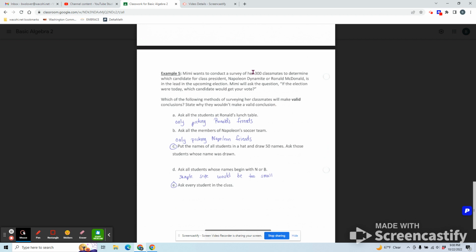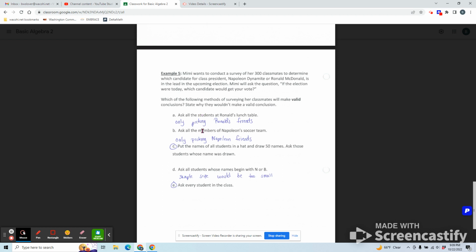And then the last part. Mimi wants to conduct a survey of her 300 classmates to determine which candidate for class president is in the lead for the upcoming election. She's asking which of the following methods of surveying her classmates will make valid conclusions. So remember, we want valid conclusions. Asking all students at Ronald's lunch table? Well, that's probably not going to be a valid conclusion. We're not going to get valid data because we're only focusing on Ronald's lunch table. Chances are Ronald's friends are going to pick Ronald, right? We're showing bias there.